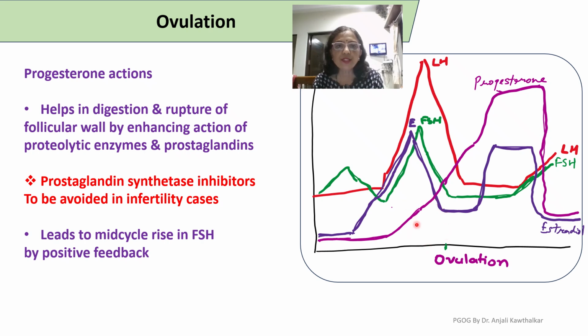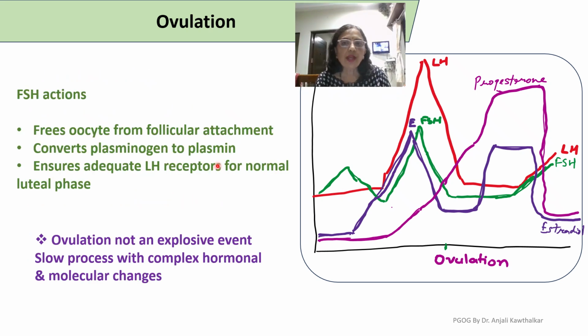So progesterone helps in ovulation by enhancing the action of proteolytic enzymes and prostaglandins for rupture. And secondly, progesterone helps in the mid-cycle rise of FSH. Now, why is FSH necessary? FSH frees the oocyte from follicular attachment, from the surrounding granulosa cells. The oocyte is freed because of the action of FSH.